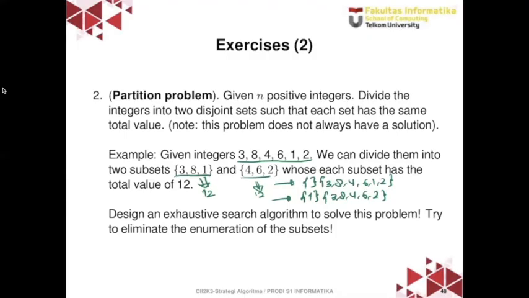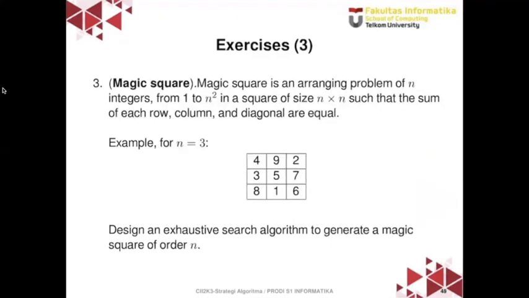We know that the possible subsets are 2 to the n, but for every subset we always have a pair, so we can divide it by 2. So we need to find all these possibilities, and then we can check if the pair has the same total value for each subset or not. If yes, then it is the solution. But if no pair has the same total value for the subsets, then there is no solution.